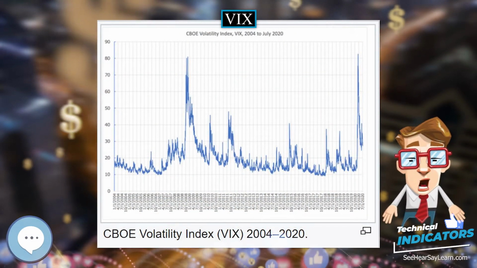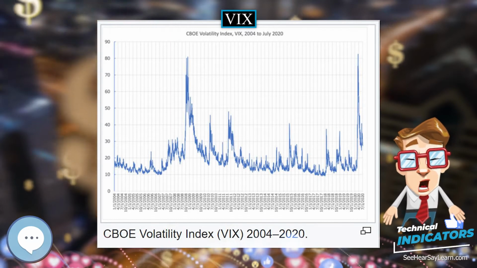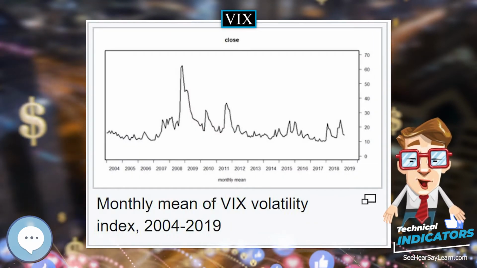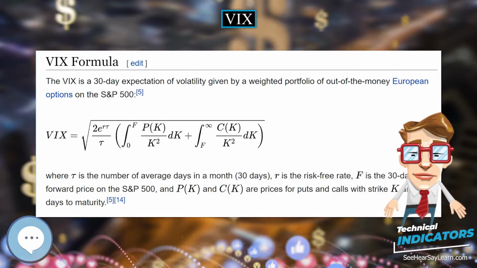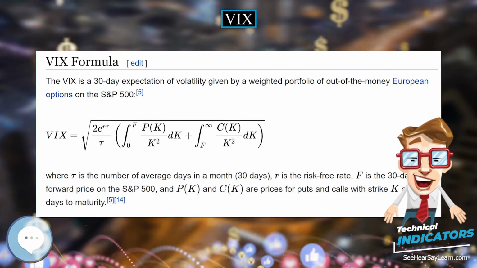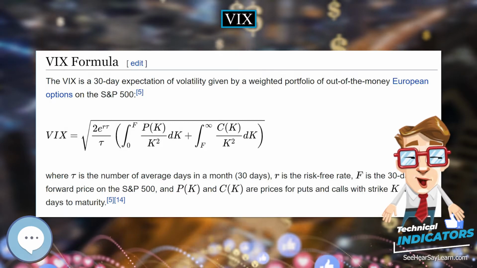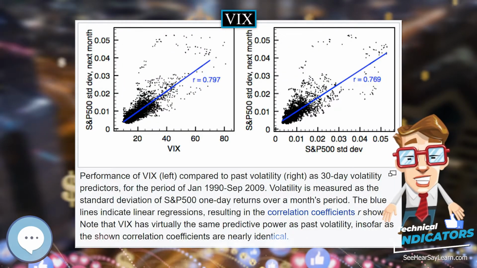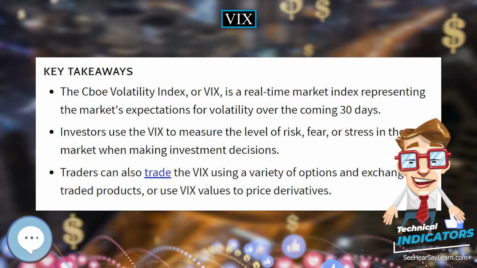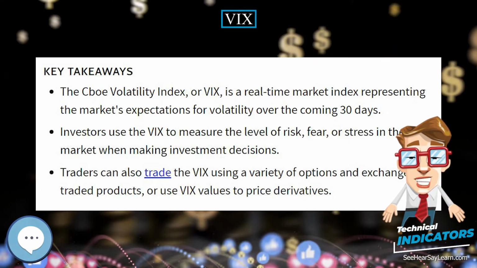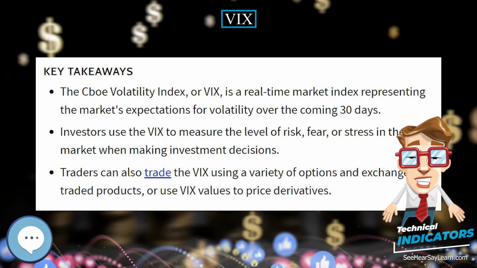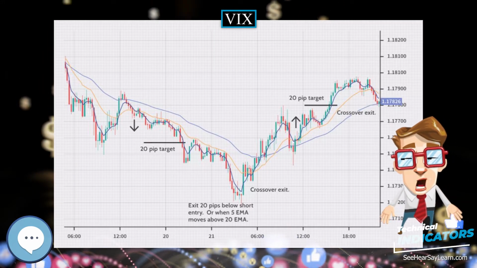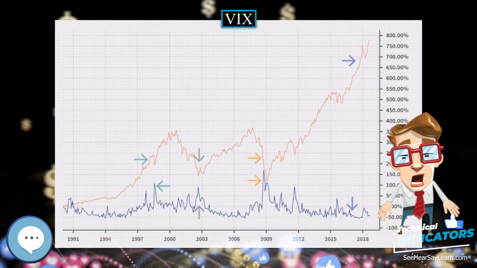VIX. VIX is the ticker symbol and the popular name for the Chicago Board Options Exchange's CBOE Volatility Index, a popular measure of the stock market's expectation of volatility based on S&P 500 index options. It is calculated and disseminated on a real-time basis by the CBOE, and is often referred to as the fear index or fear gauge.